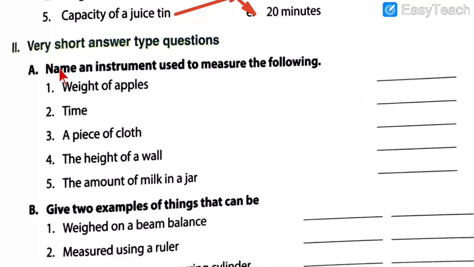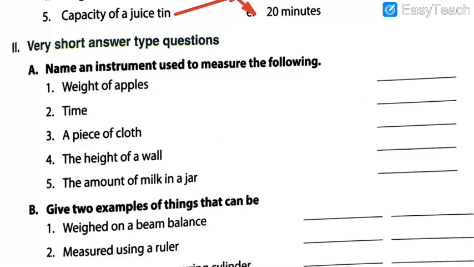Okay, question A. Name an instrument used to measure the following. So this is actually the main question, and these are the sub questions we have to answer. Name an instrument used to measure the following things. Now the instrument you use to measure different things, that is what you have to understand by reading the question. For example, this is the question, what instrument do we use? Not which unit, which instrument do we use? Okay. Weight of apples. What do you use if you want to measure the weight of an apple?